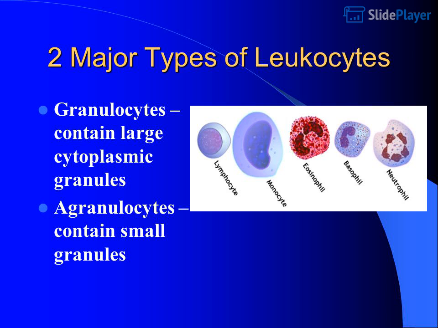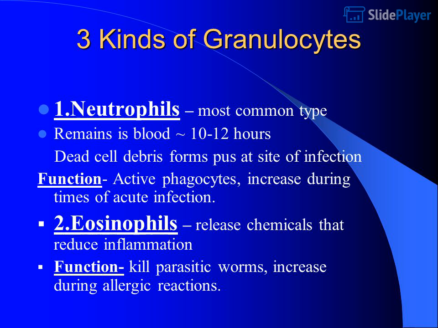Two major types of leukocytes. Granulocytes contain large cytoplasmic granules. Agranulocytes contain small granules. Three kinds of granulocytes. 1. Neutrophils, the most common type. Remain in blood 10 to 12 hours. Dead cell debris forms pus at site of infection. Function: active phagocytes, increase during times of acute infection.